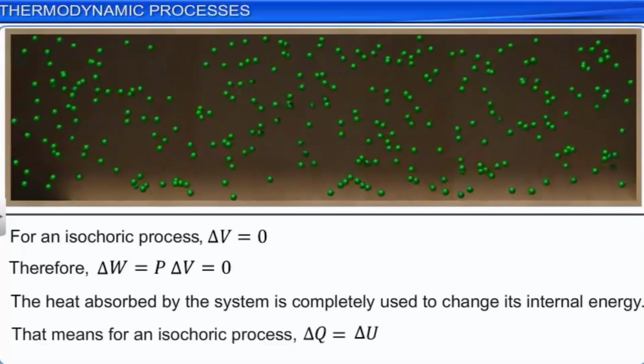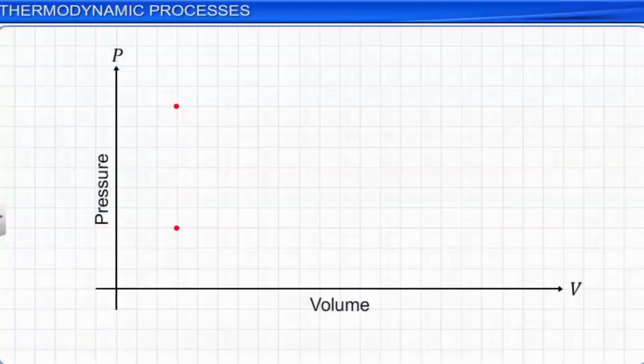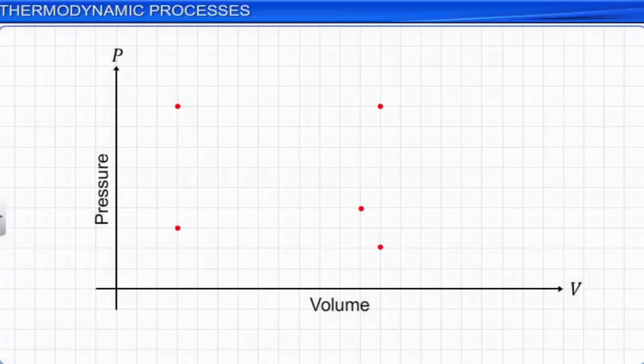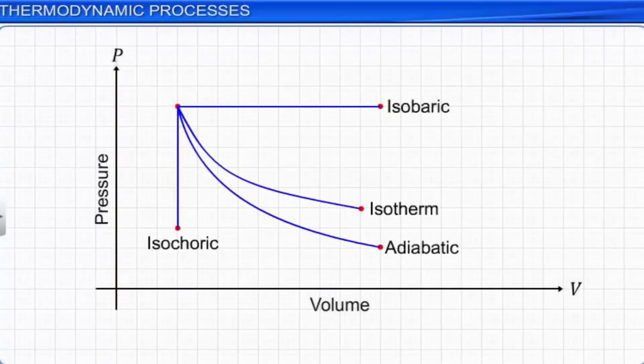The PV curve for an isochoric process is a straight line parallel to the axis represented by pressure of the system. The adjacent graph shows all the 4 important processes we discussed in a PV diagram.